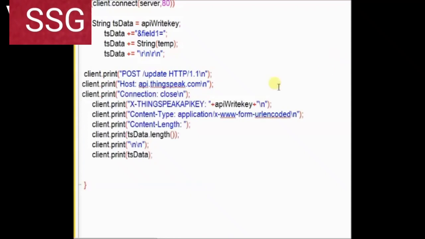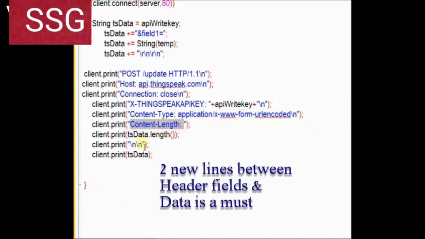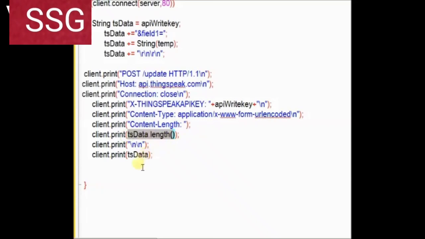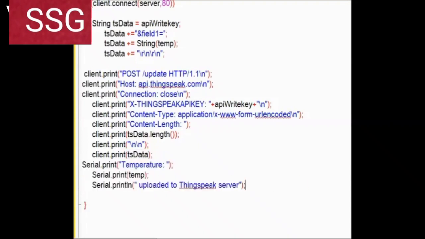Then follow the header fields. The header fields contain information about the POST request. The header fields are Host and Connection, and the X-THINGSPEAKAPIKEY. The non-standard field is preceded by X, and the content type defines the body of the HTTP message sent to the server, and the content length, the size of the media sent, and finally the message body separated from the header fields. Now with two new lines, these two new lines define that the data is going after the header fields.